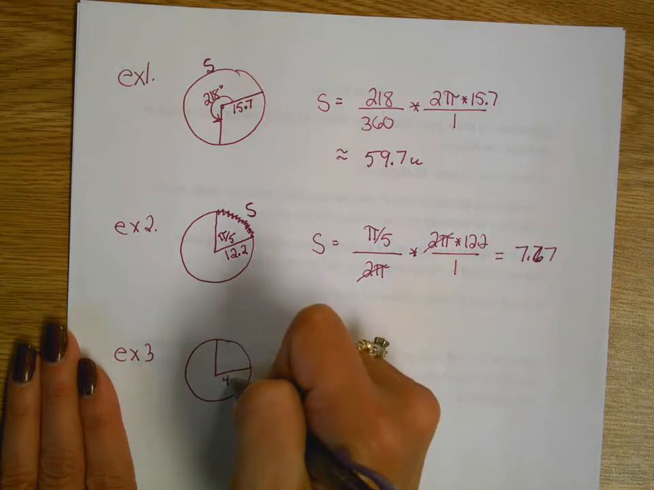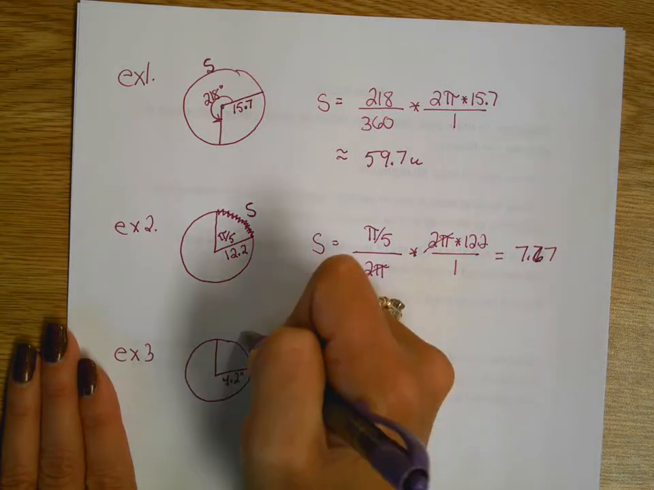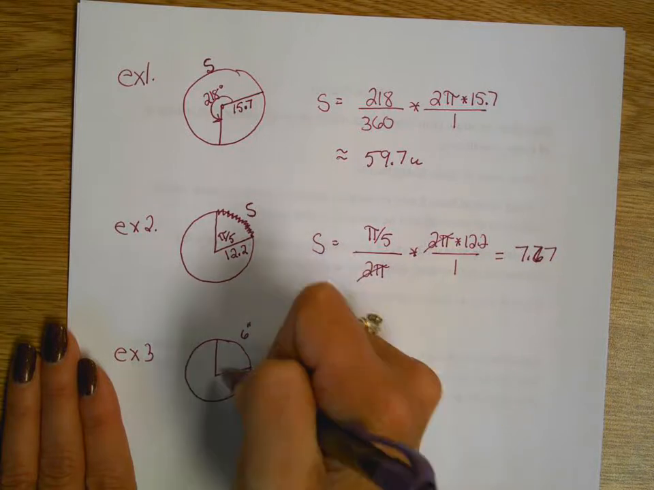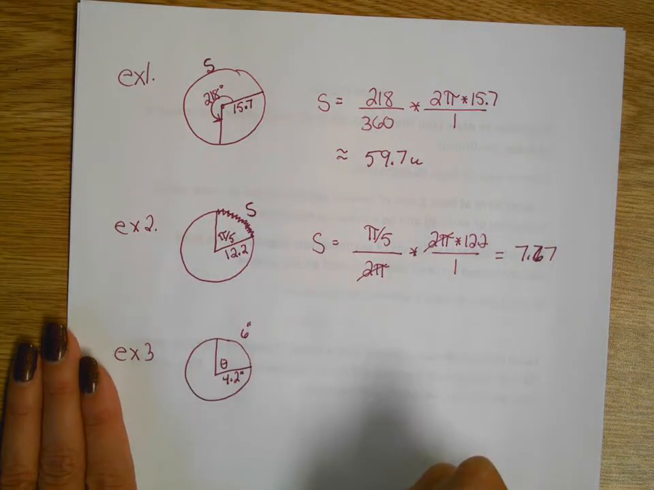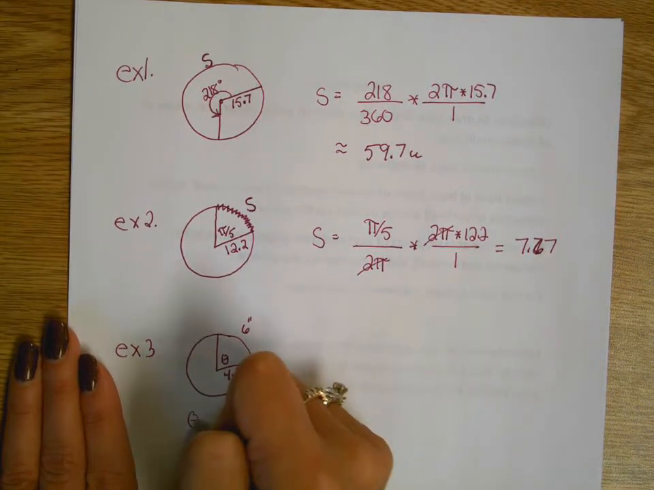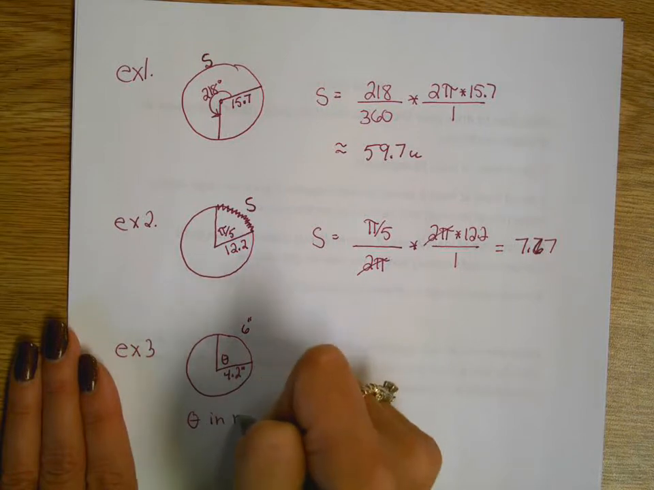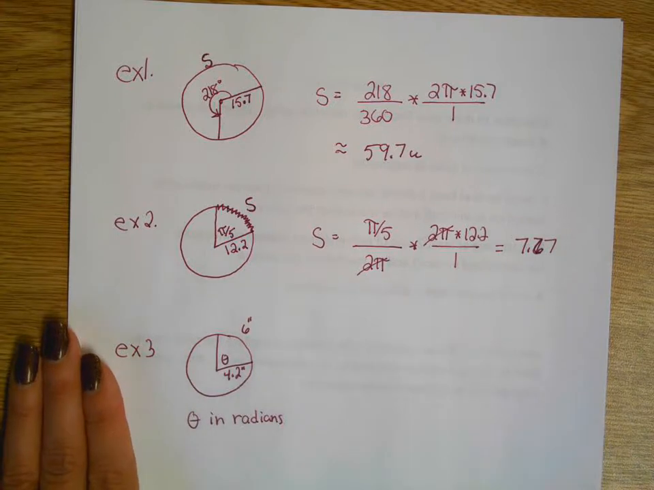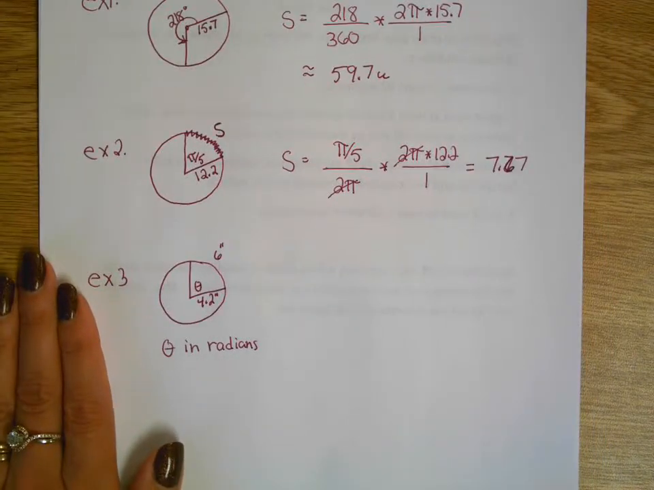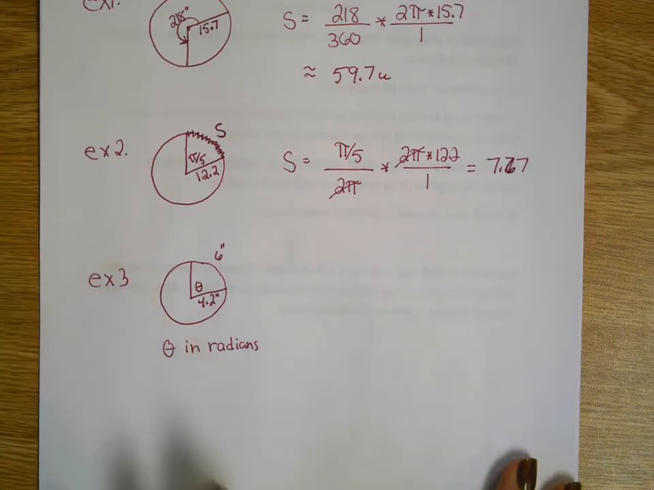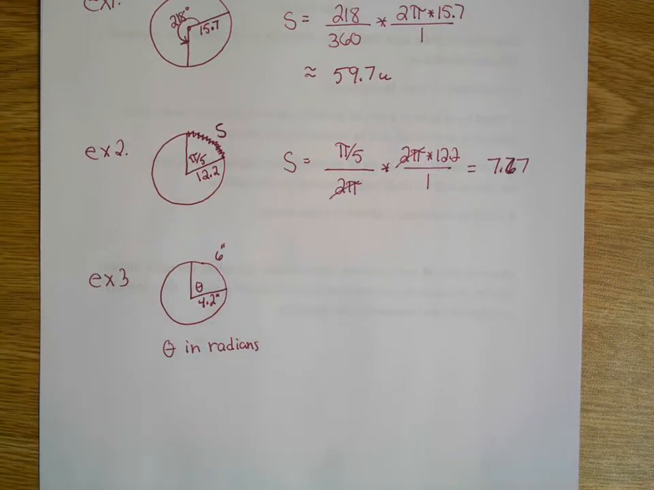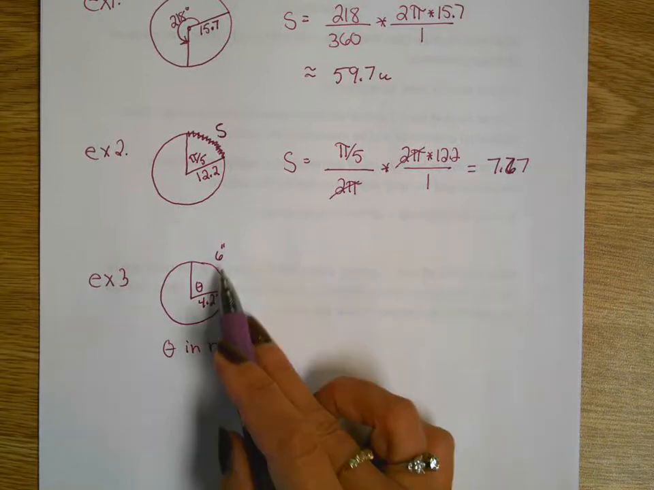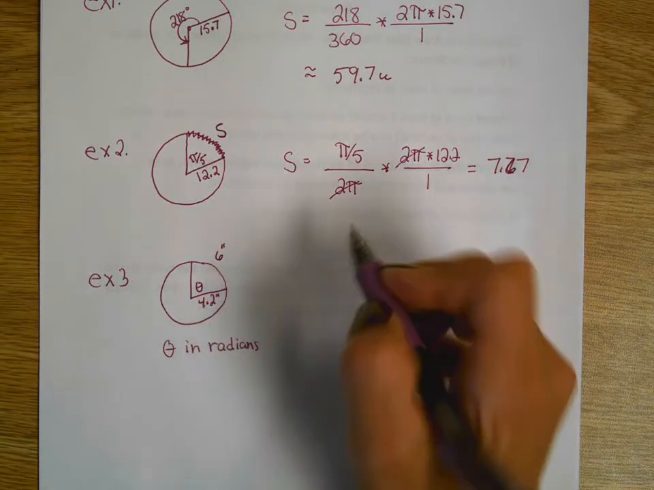I'm going to go 4.2 inches, 6 inches, asking for the angle in radians. Because an angle measure can be given back two ways, degrees or radians. Oh, we're just going to work backwards. We do know the S value, so we're going to start with the arc length.